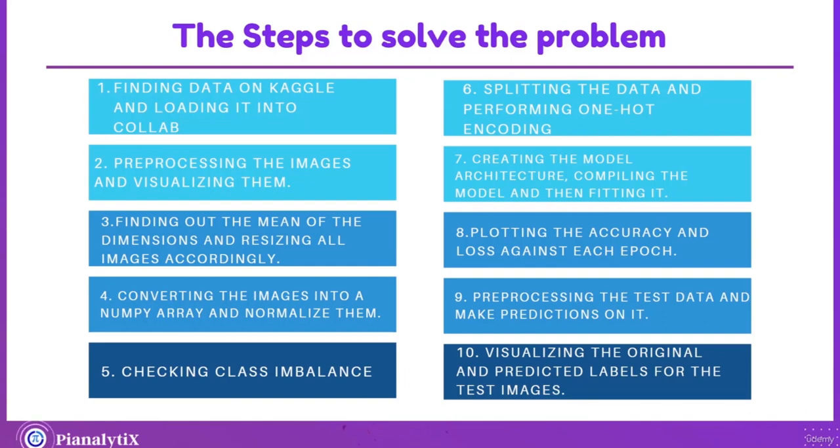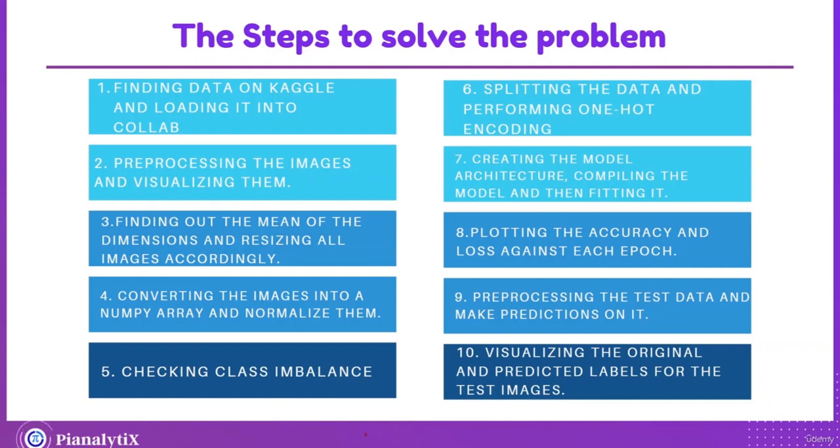Then the important step is to check whether the data is balanced or not. So we'll check if there is a class imbalance or not. Then we will split this data, and we'll also perform the one-hot encoding on the target variable, that is the classes. One-hot encoding is really important because it prevents the data from getting prioritized.